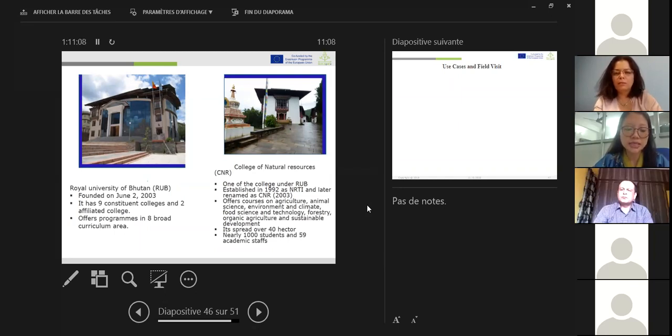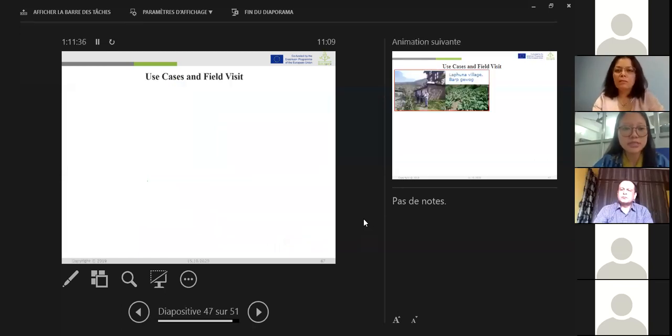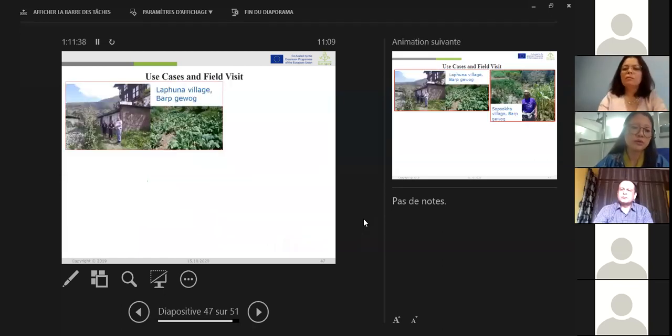In CNR, we have various undergraduate and master's programs in agriculture, animal science, environment and climate studies, food science and technology, forestry, and sustainable development. We are a very small college, with an area of around 40 hectares. We have nearly 1,000 students studying with us in CNR, and around 59 academic staff. Next slide, please. So I'll go directly to our pilot.